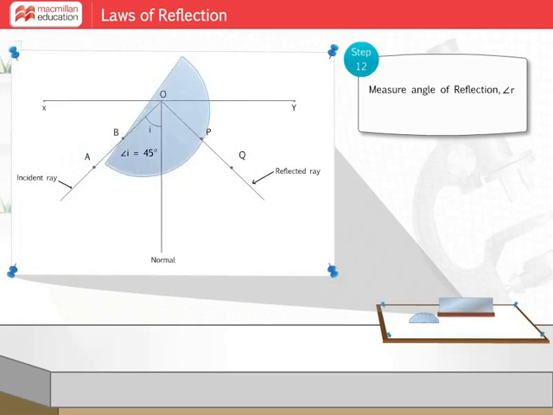Next, measure the angle between the reflected ray and the normal at the point of incidence. This angle represents the angle of reflection. Let's label it angle R.